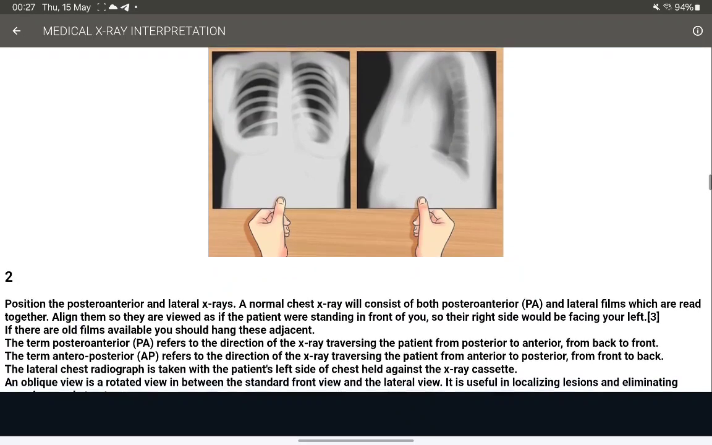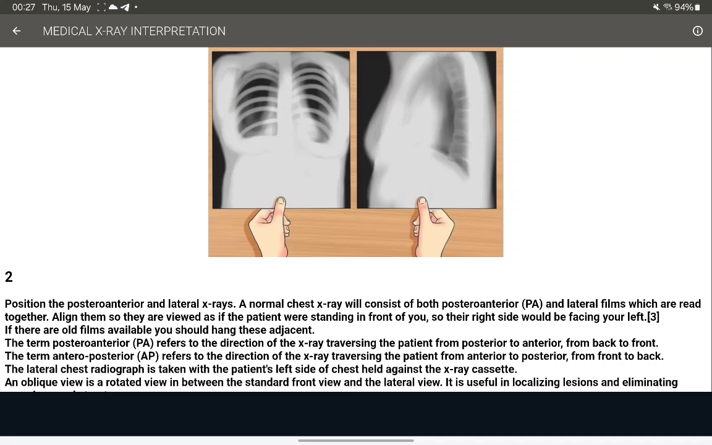The term posterior anterior refers to the direction of the X-ray traversing the patient from posterior to anterior, from back to front, as we have seen before. The term anterior posterior refers to the direction of the X-ray traversing the patient from anterior to posterior, from front to back.